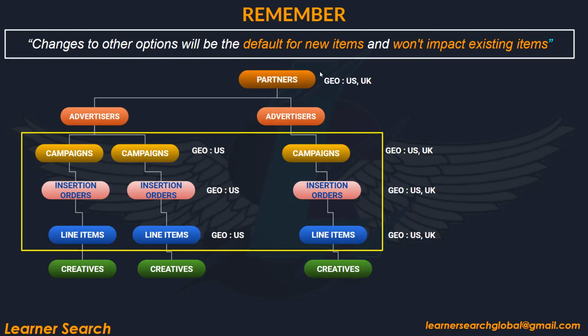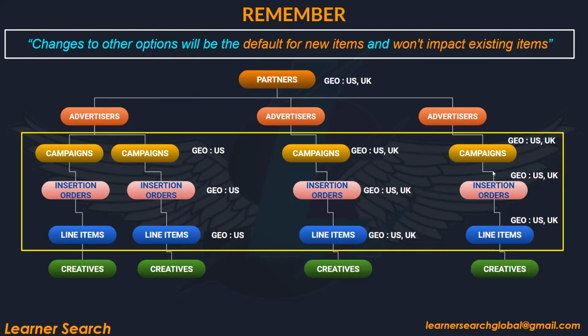So geo is an other option. Changes to other options will be default for new items and won't impact existing items. So existing items are not impacted, whereas only the new one is impacted. Again, whenever I create with the same one, it gets inherited by the new one, whereas the old one will not get inherited. Likewise, the targeting works at a partner level.